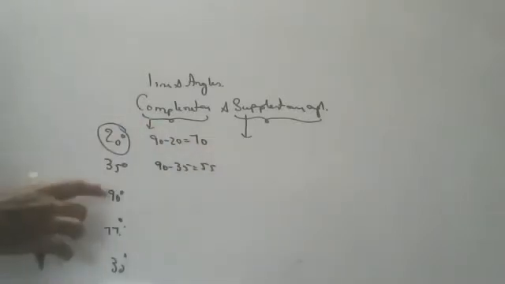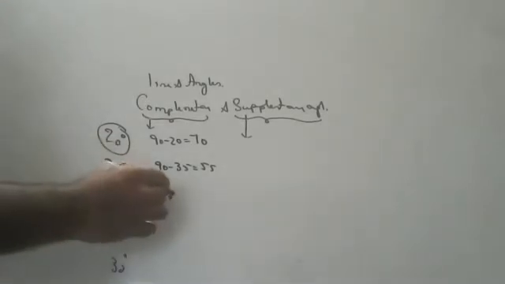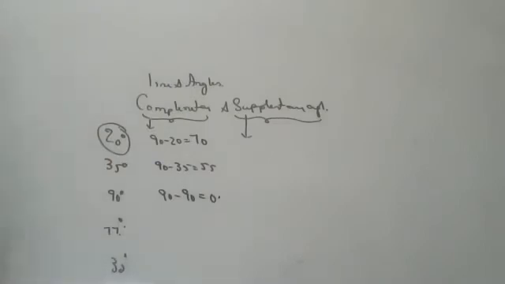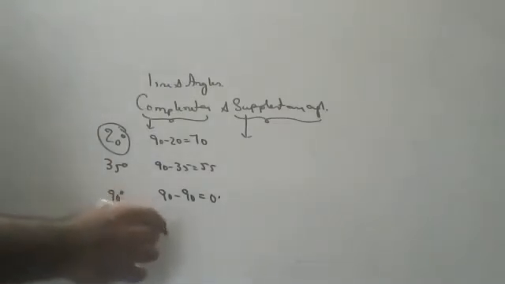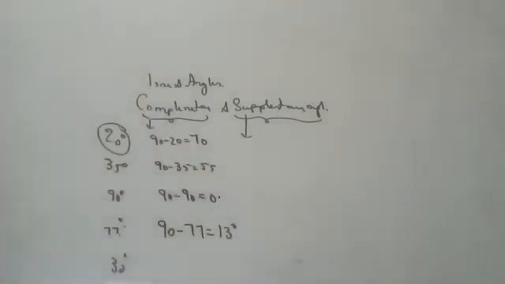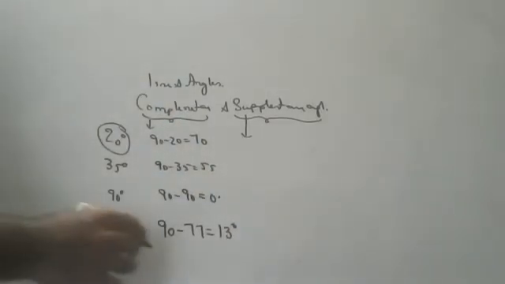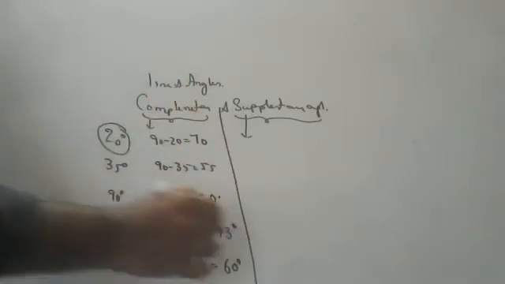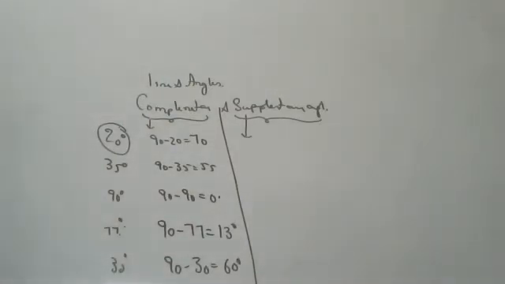If one angle is 90, what is the other angle, children? 0, sir. So 90 and 0. Okay, complementary. If one angle is 77, what will be the other angle, children? 13 degrees. Okay. If one angle is 30, what is the other angle, children? 60 degrees. Okay, so like this we will do.